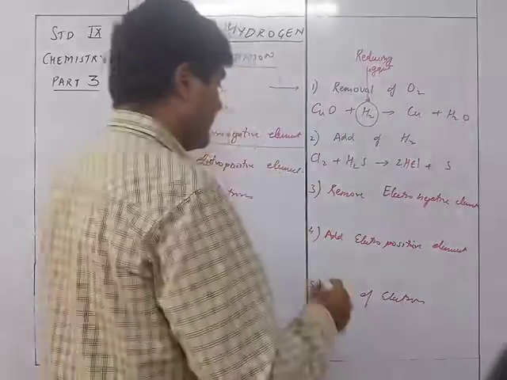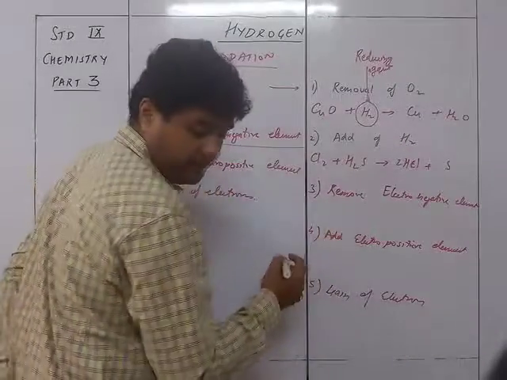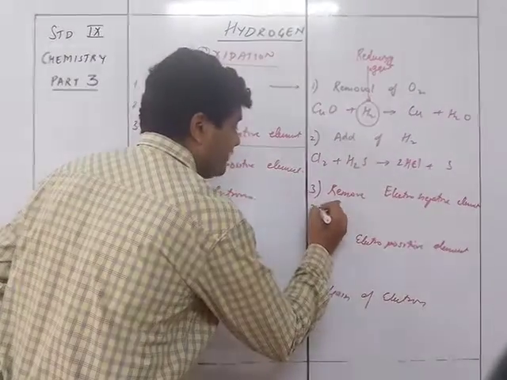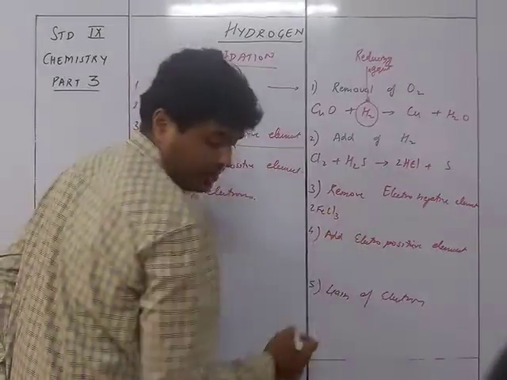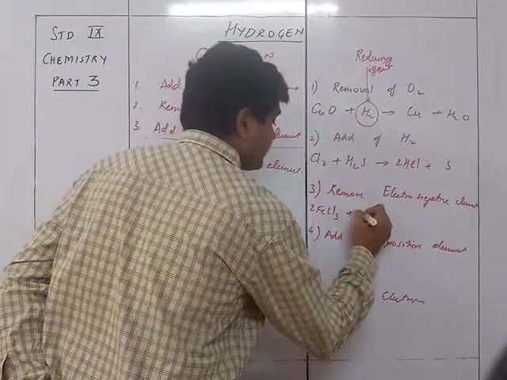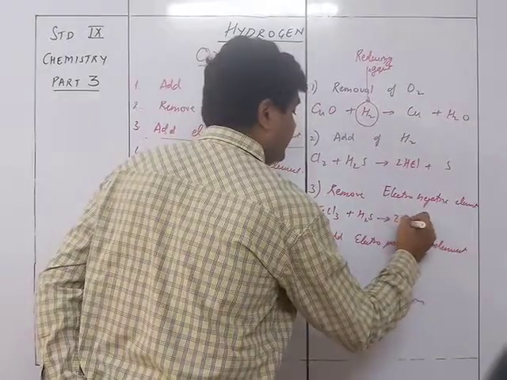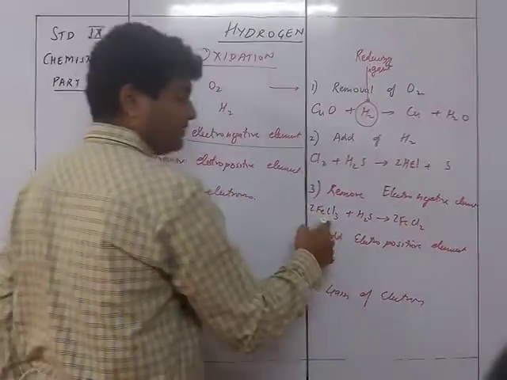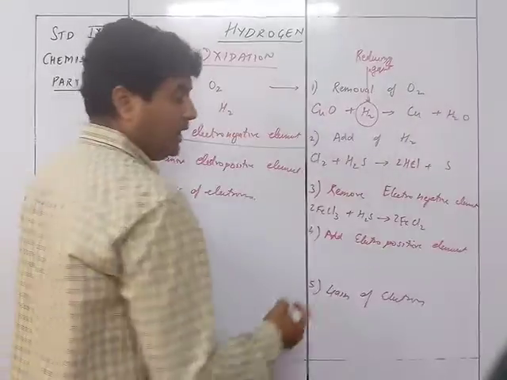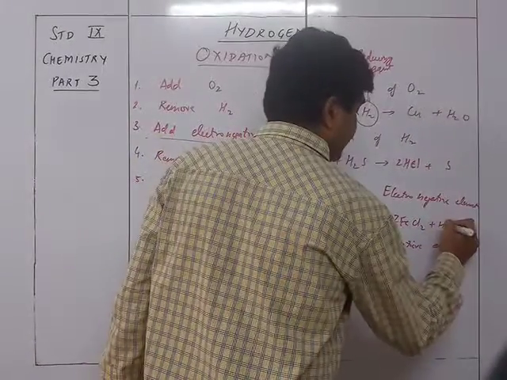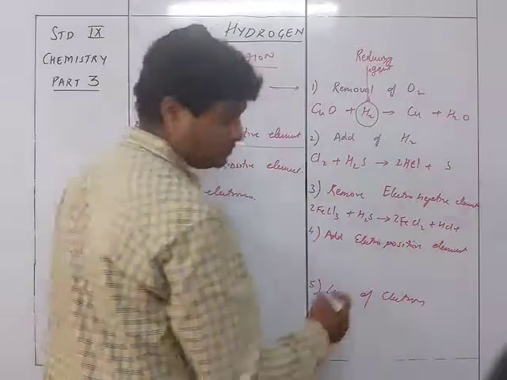So here you are going to have the removal of electronegative element. We are using 2FeCl3 plus H2S, giving me 2FeCl2. So one of the chlorine is getting removed over here, plus HCl plus S.